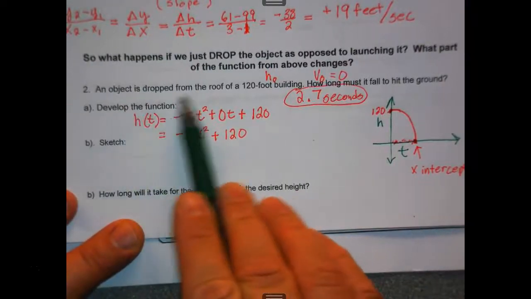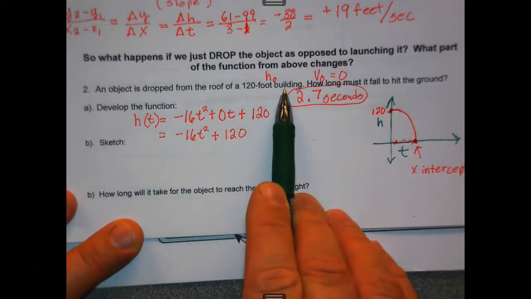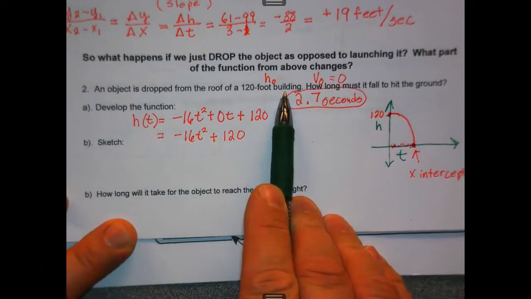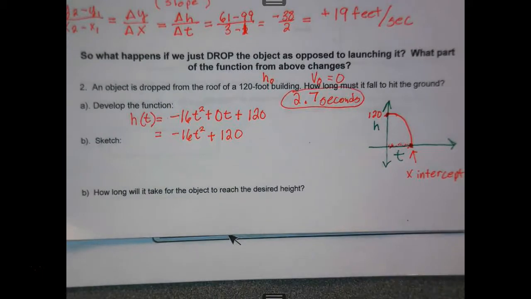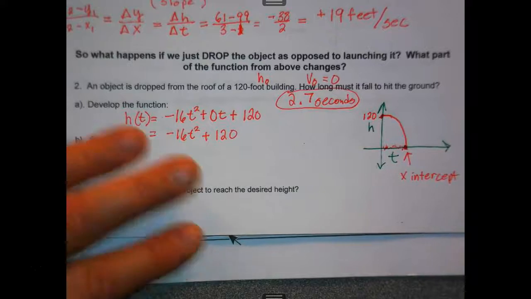An object is dropped from the roof of a 120-foot building. We used to throw all kinds of stuff off of buildings. I haven't thrown a person off yet, but it's on my bucket list.